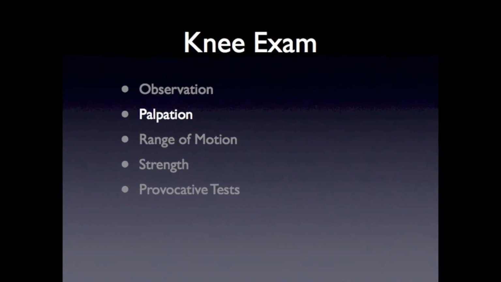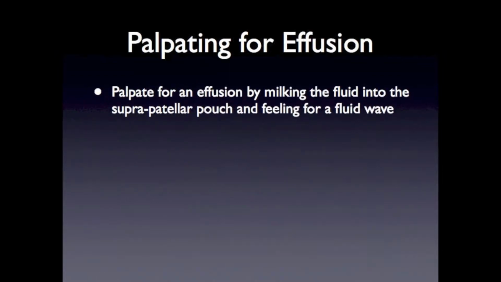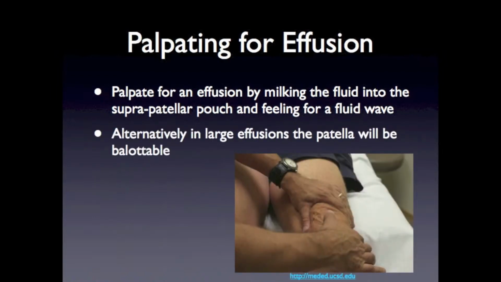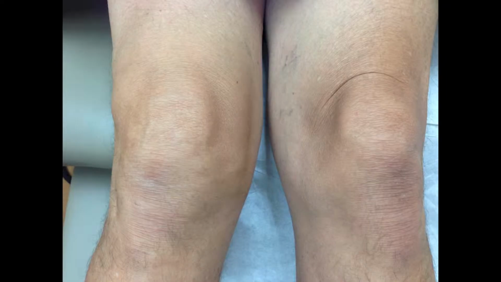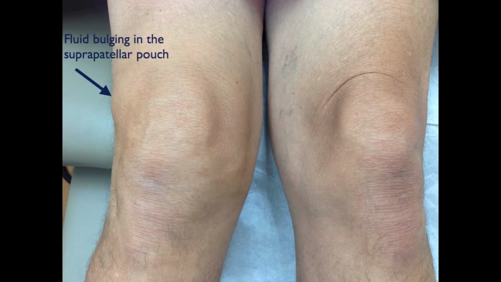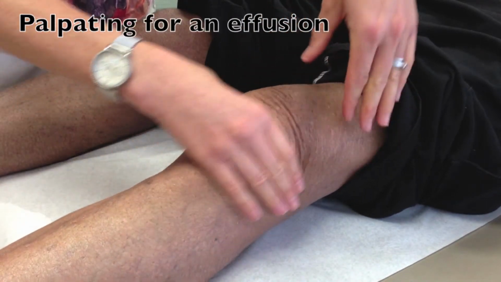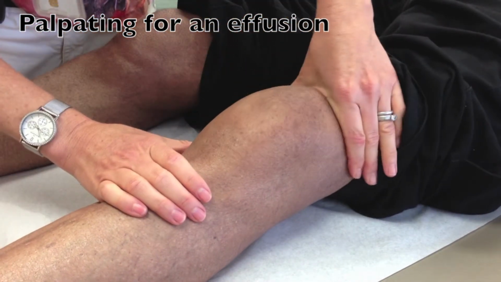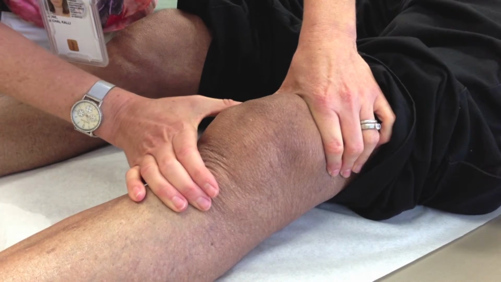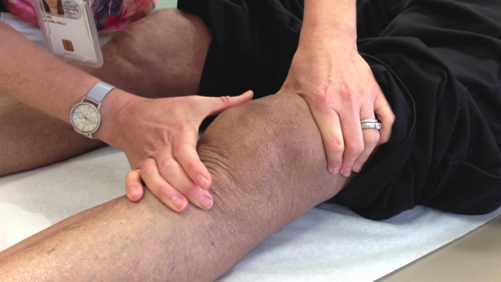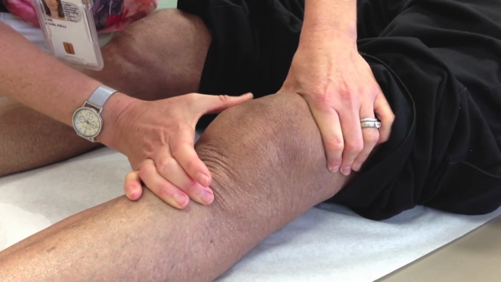After observation, we move on to palpation of the knee. To palpate for an effusion, you can milk the fluid into the suprapatellar pouch and feel for a fluid wave. Alternatively, with large effusions, the patella will be ballotable. In this picture, you can see how the patient's right knee is fuller and there is fluid within the suprapatellar pouch. This video demonstrates how to palpate for a joint effusion. Milk the fluid up into the suprapatellar pouch and then compress the fluid down. An effusion feels like fluid under pressure.